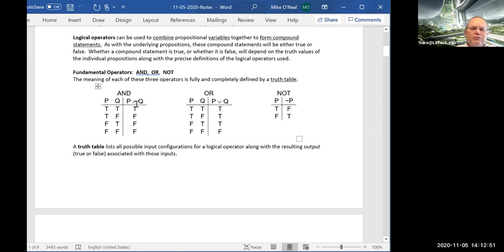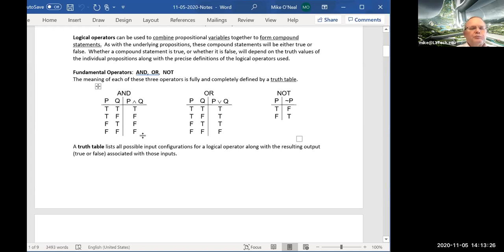And is often written in computer science as a little house rooftop, right? So it looks like an A, so that's how you can remember it's and. So P and Q. And this is the output, right? So when P is true and Q is true, then P and Q is true. When P is true and Q is false, P and Q is false. When P is false and Q is true, then P and Q is false. And when they're both false, then the output's false.